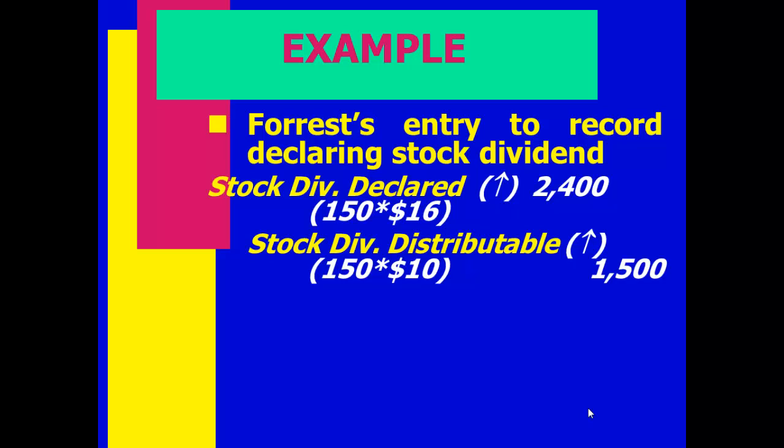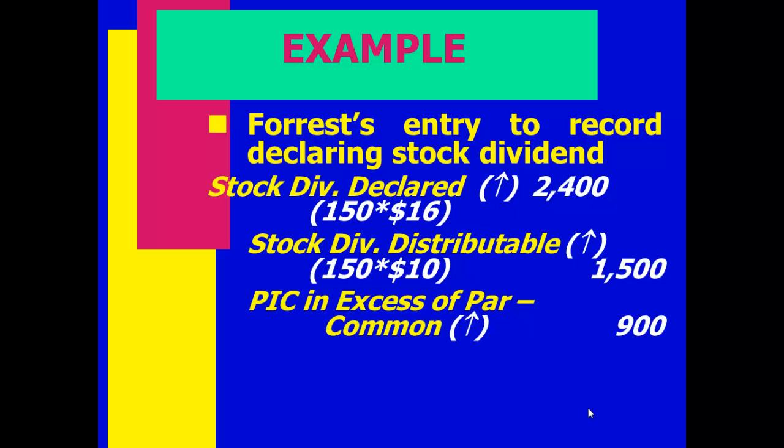Exactly. If I could declare it and issue it on the same day, that'd be really nice, and I could credit common stock, but I can't. Got to be a built-in time delay. So credit stock dividends distributable for the number of shares times the par or stated value. To make it balance now, it's just as if I had issued the stock. My extra credit goes to PIC in excess of par, for whatever it takes to make it balance.